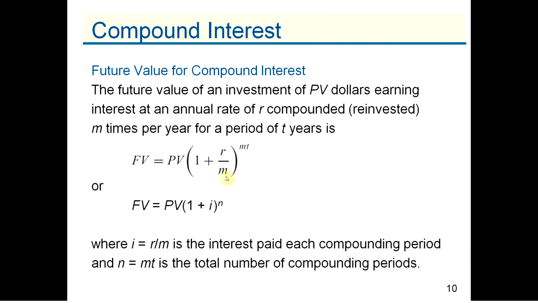Remember that M is how many compounds happen per year. So that means if it's monthly, that would be 12 times a year. If it's quarterly, it would be 4 times per year. If it was semi-annually, it'd be twice per year. If it was daily, it'd be 365, unless the problem tells you to use 360. Otherwise, you would use 365.